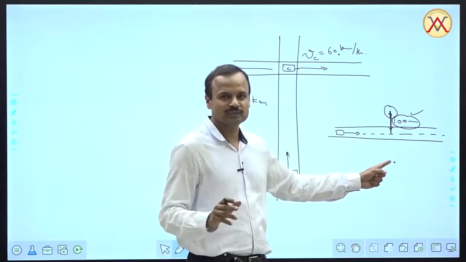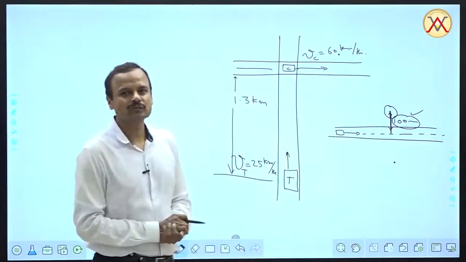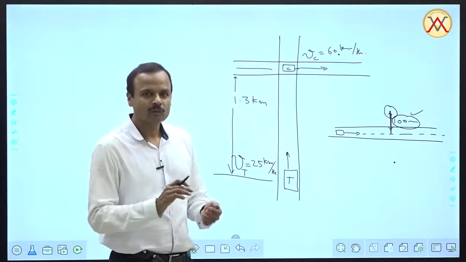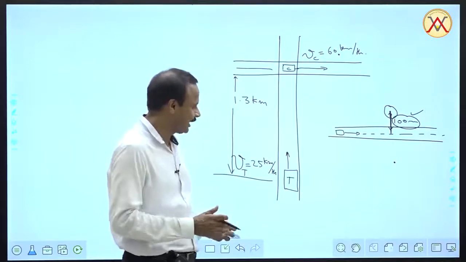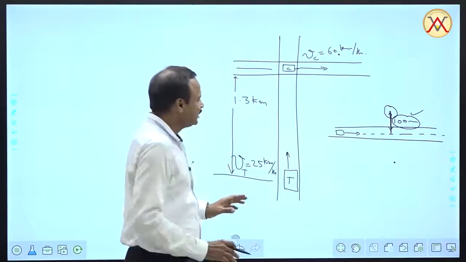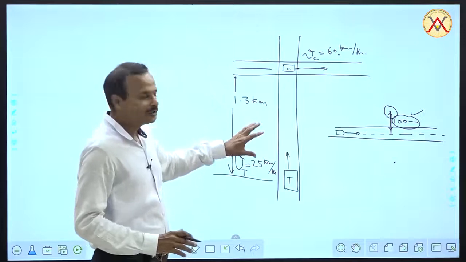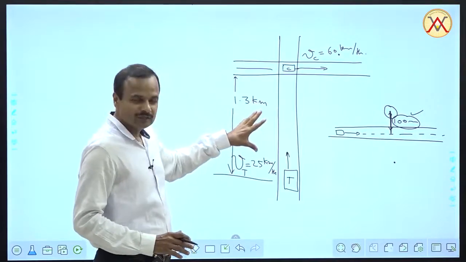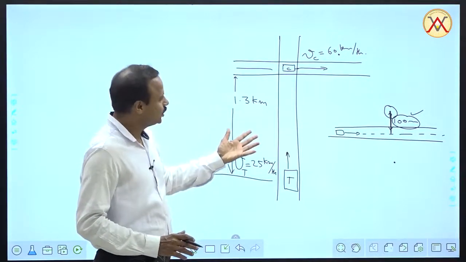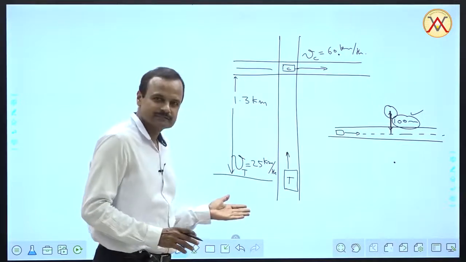It will become so easy, and then you can solve it very comfortably. What to do? How will this magic happen? Simple. You just have to view the problem with respect to one of the vehicles.